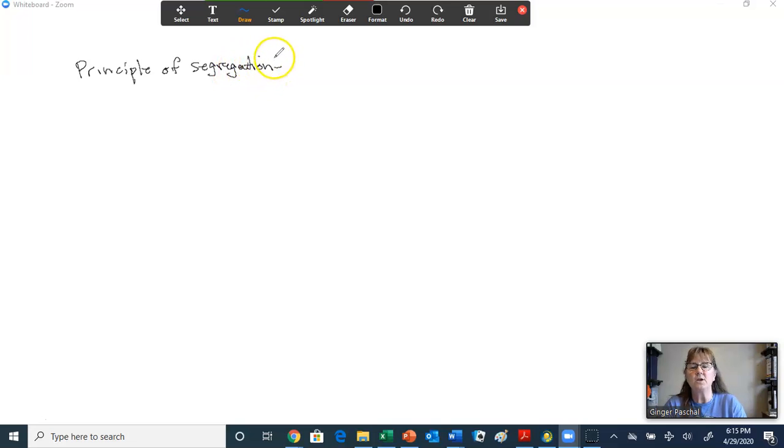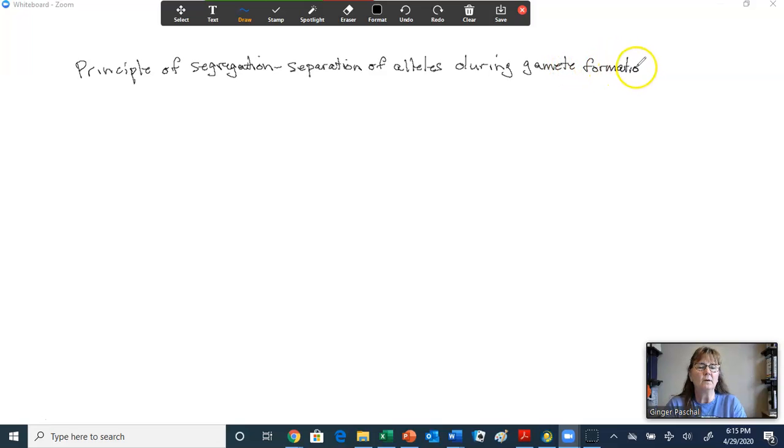Now, the principle of segregation we defined as, I'm going to give you just a second to think about this. What did we define principle of segregation as? Hopefully you said it's the separation of alleles during gamete formation. Now, we've talked about this. So the key here is remembering it's the separation of alleles.